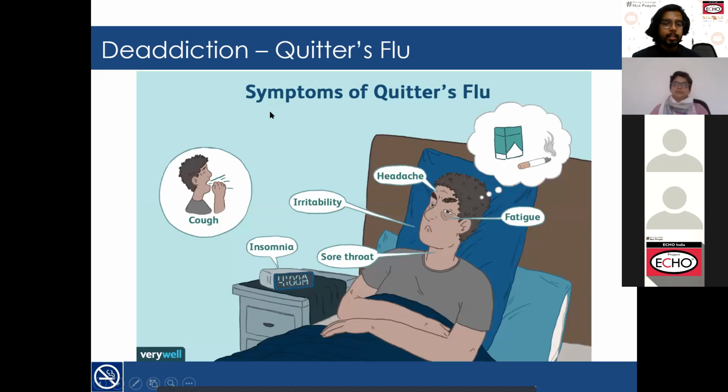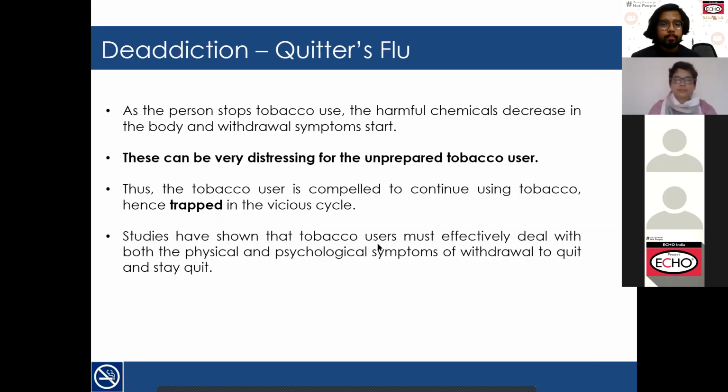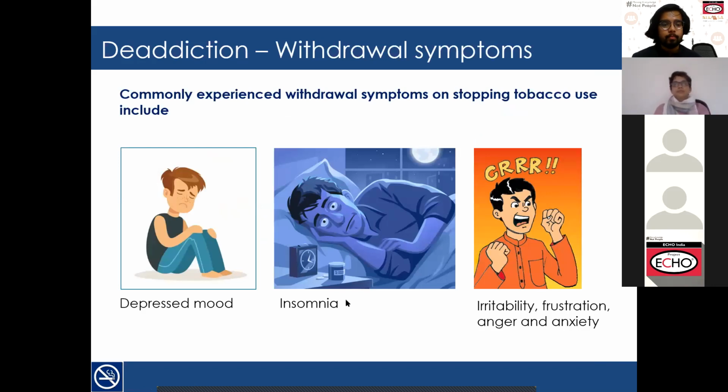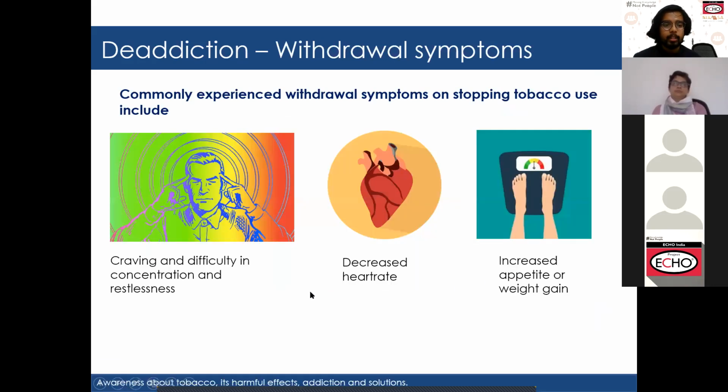These are a few symptoms when the de-addiction program just begins. It's called the quitter's flu. A few symptoms of quitter's flu are headache, fatigue, irritability, insomnia, and a sore throat. Here is more on the quitter's flu and its symptoms. The worker tends to have a depressed mood, insomnia, irritability, craving more and more nicotine, therefore tobacco. Their heart rate drops and hence their blood pressure. They might gain weight or have an increase in appetite.